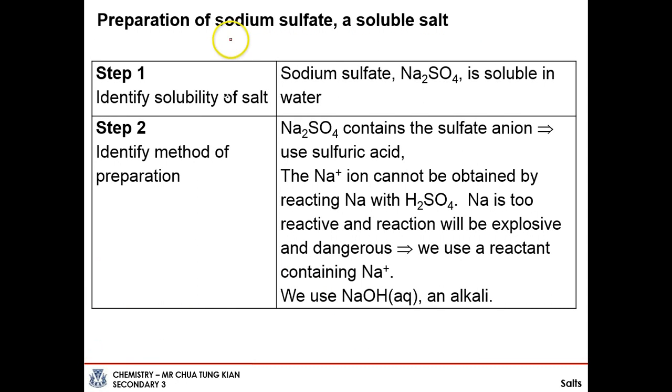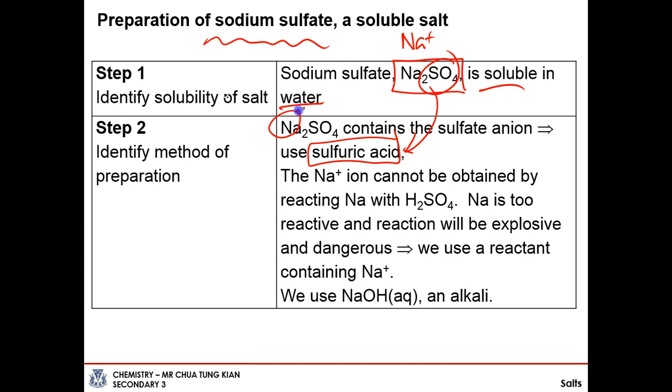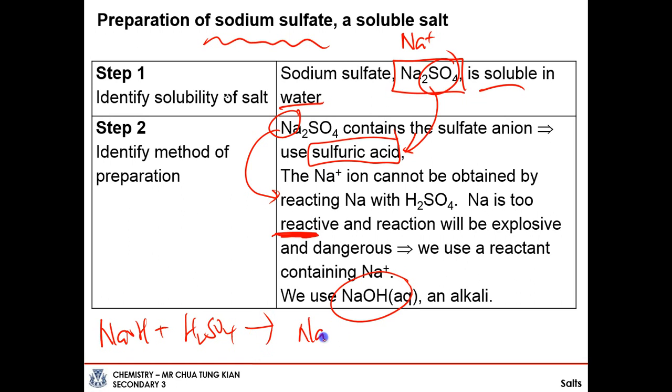So let's make a simple salt here, sodium sulfate. Based on the formula Na+, there's Na+ present, so it is confirmed soluble in water. The SO4 component will come from sulfuric acid. The Na component cannot come from the metal because it is too reactive. So you must use something containing Na, so let's use sodium hydroxide. Okay, so we have NaOH here, plus H2SO4. Then we get Na2SO4 plus H2O.